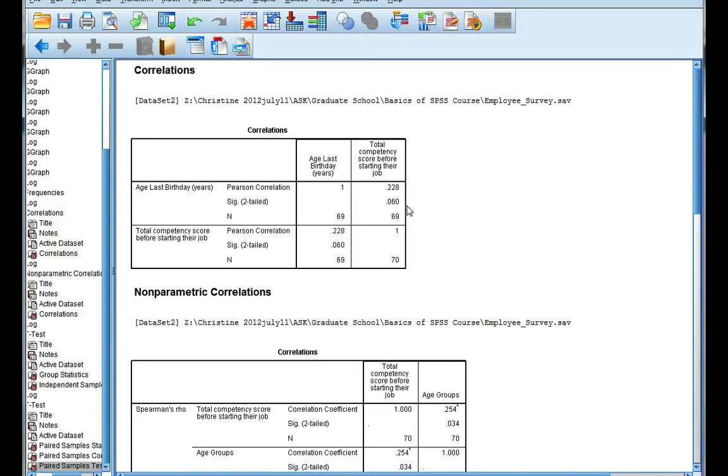If you want to see me work through an example with a significant result, just have a look at the correlation interpretation for Spearman's rho.